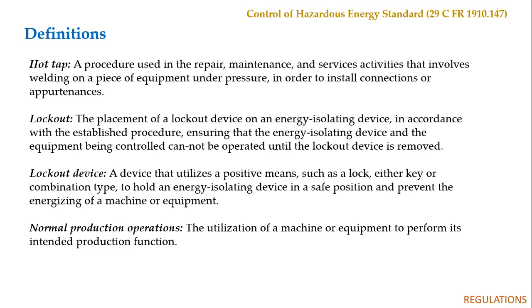So our next definition is normal production operation. What do we mean by normal production operation? The utilization of the machine or equipment to perform its intended production function.